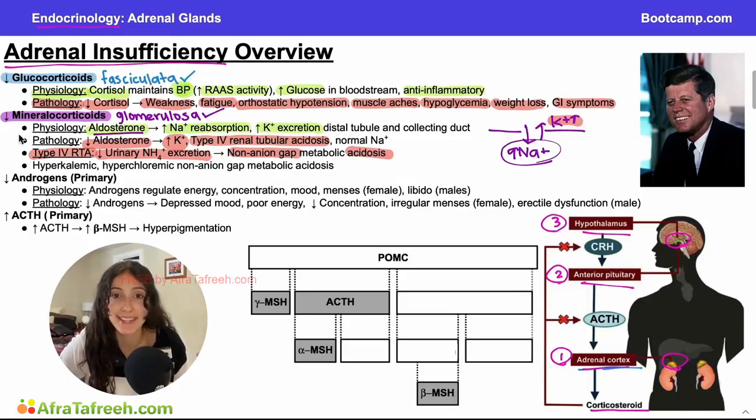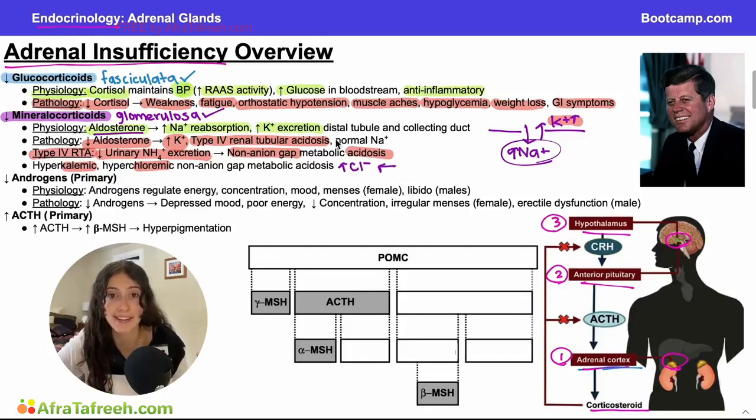And you'll often see this specific type of metabolic acidosis referred to on step 1 by a very long name, a hyperkalemic, hyperchloremic, non-anion gap metabolic acidosis. And that's basically everything we just said, right? So there's going to be increased potassium. We already talked about that. Additionally, we're going to have a hyperchloremic acidosis. So there will be increased chloride levels as well.